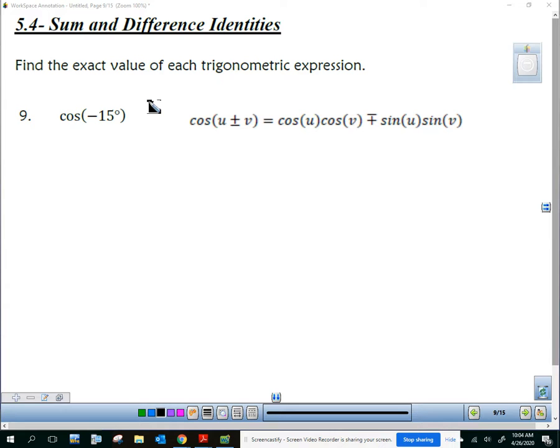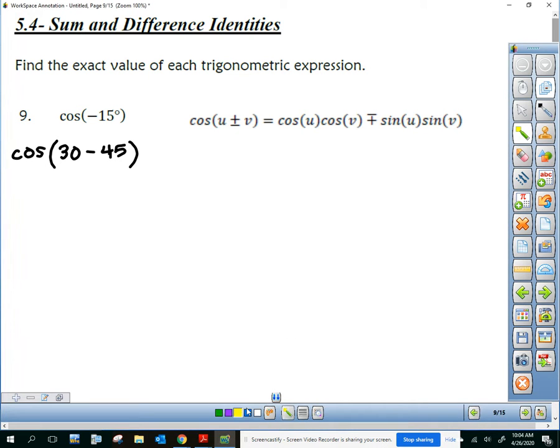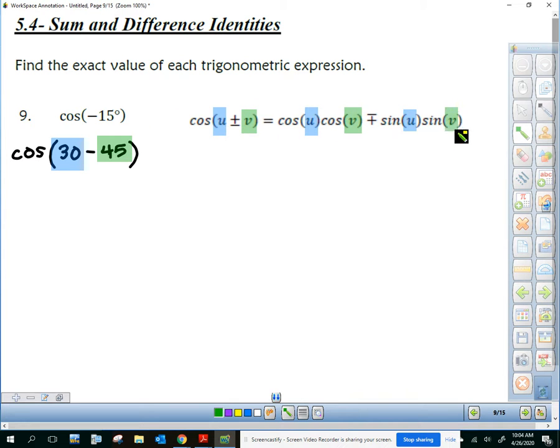So it could be several different numbers that you choose, but it needs to be angles from the unit circle that we do know the values of for this to be helpful at all. So I'm going to use 30 minus 45. 30 minus 45 is the same thing as negative 15. So I'm going to now call 30 my u, and it's going to get substituted in everywhere I would see the u. I'm going to call 45 my v, and it's going to get substituted in here.